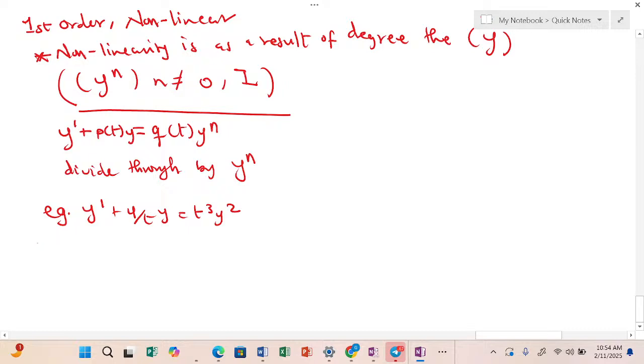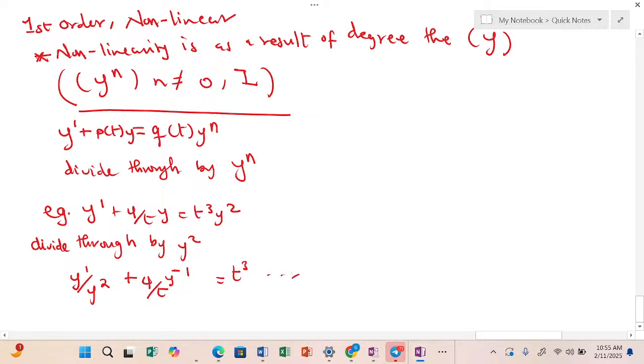So what we do is that we divide through by y squared. When we divide through by y squared, we come to have y prime over y squared plus 4 on t y to the power negative 1, because I've divided through, and I get t to the power 3, since y squared cancels y squared. So we get this equation.